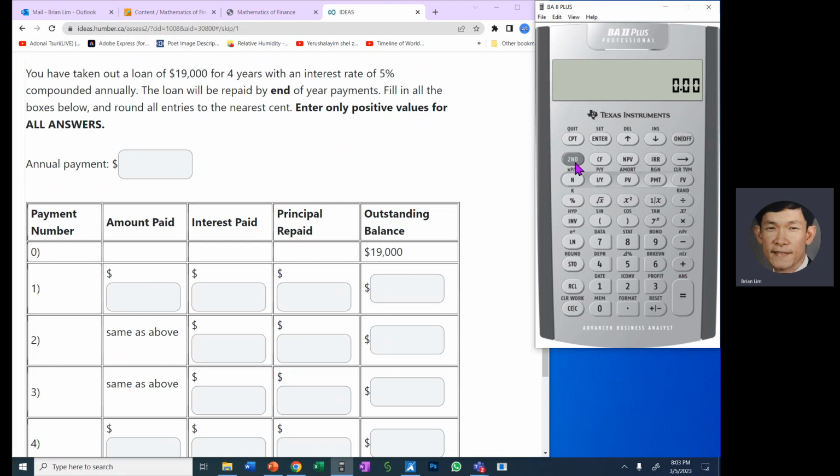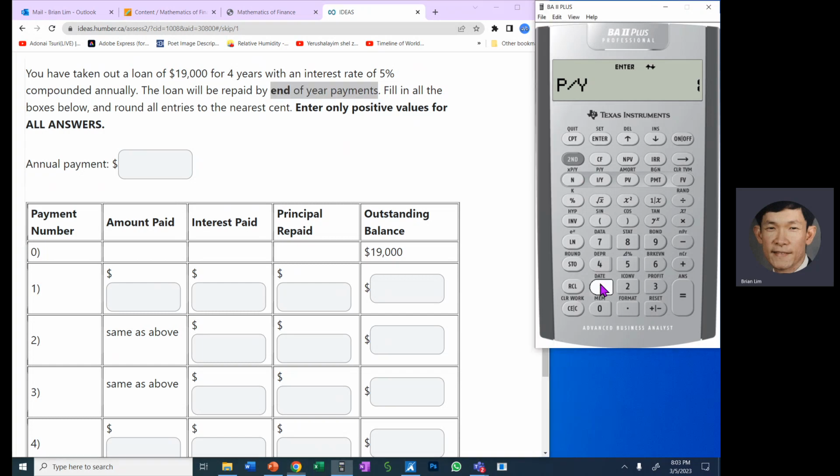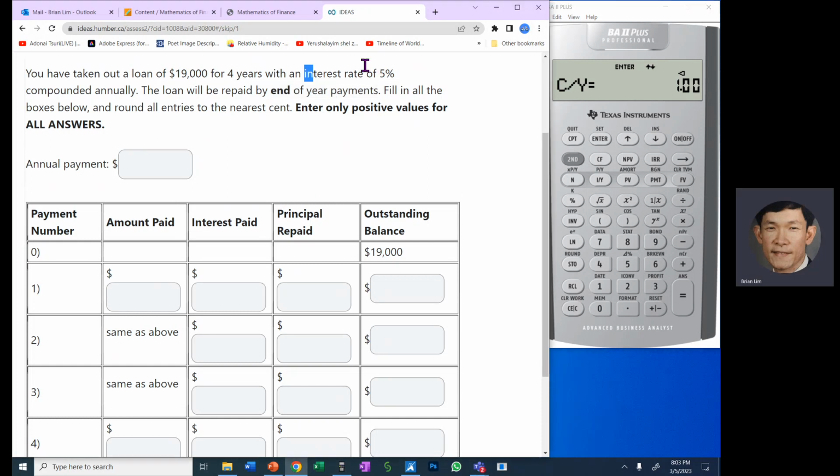So PY is what we need to enter, and PY, it's repaid by end of year payments. So it means once per year. So PY is 1. Enter it there. And the interest rate is compounded annually.